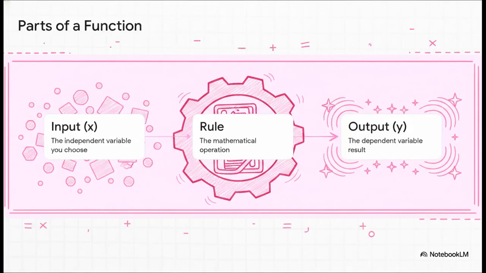So let's take a quick step back and summarize the actual mechanics of a valid function. Every single time you build or analyze a function, you need three absolute must-have components. First, the input, also known as the independent variable, which is the value you choose to put in, usually x. Second, the rule, which is the actual mathematical operation happening inside the machine. And third, the output, the dependent variable or the final result, which is usually y.